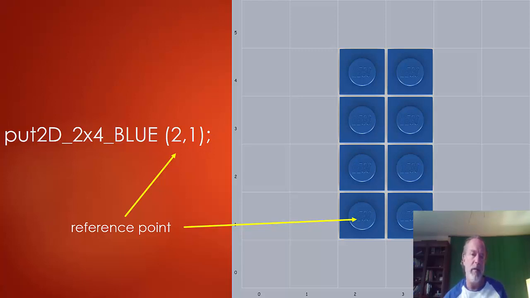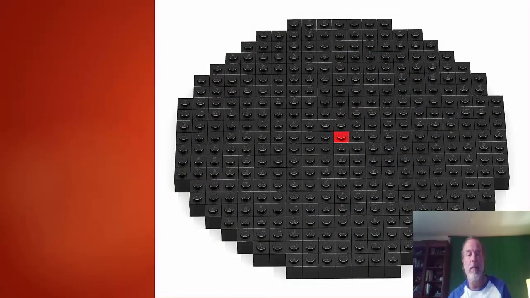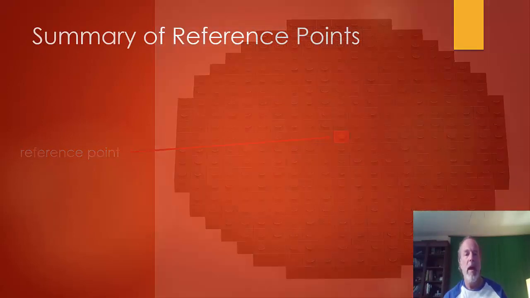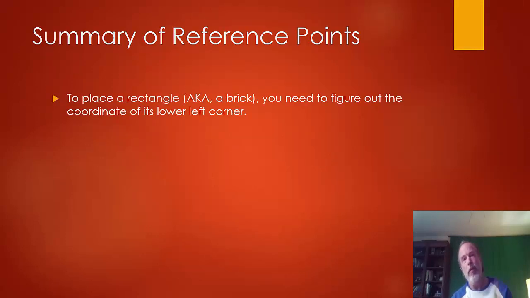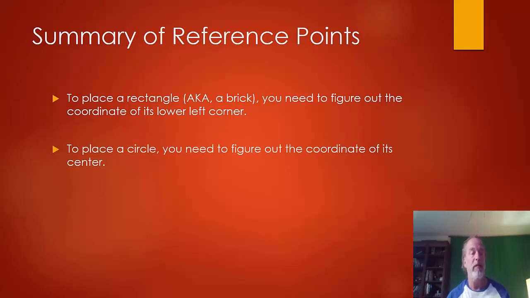Now, when you're talking about circles, the idea of lower left corner really doesn't make that much sense. Something that makes more sense would be the center of a circle. So in Bricklayer, the reference point for a circle is its center. And so what that means is, when you're using put functions and you want to put a rectangle, you need to figure out the coordinate of its lower left cell. In contrast, if you want to place a circle, you need to figure out the coordinate of its center. So those are different calculations that you need to do.